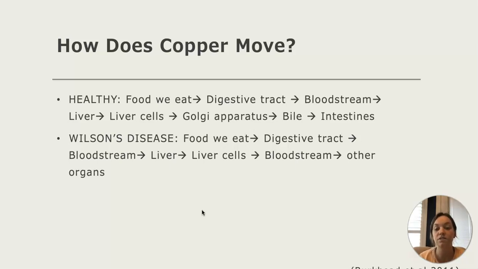But with Wilson's disease, it just goes food we eat, digestive tract, and then it goes to the bloodstream, our liver cells, and that's where the accumulation occurs, in the liver cells, and then it overflows in the bloodstream and can go to the other organs. And that's where we have issues when people with Wilson's disease have brain issues or kidney issues. This is caused by excess buildup from just the liver overflowing into our bloodstream and making its way to other organs.